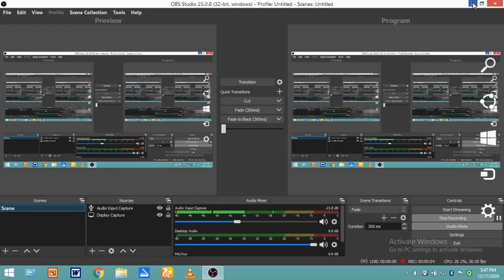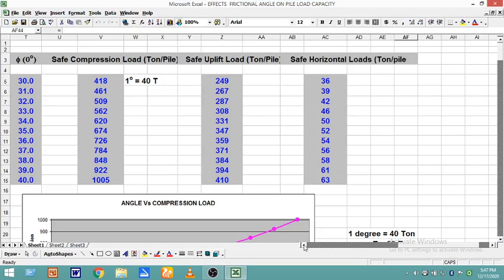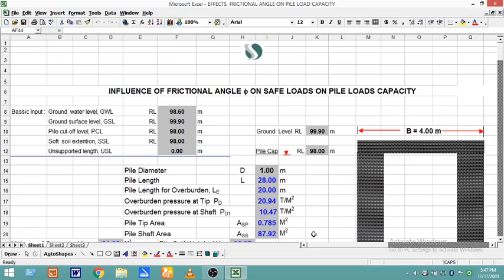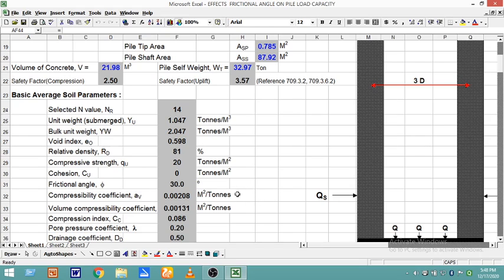Today I shall be discussing the relationship between phi, that is the frictional angle phi, and pile safe load. I have already discussed the load estimation procedure of both cast-in-situ and bored pile foundations under different provisions of IRC and Indian Standard codes. Today I shall be discussing the outcome of variation of the frictional angle.